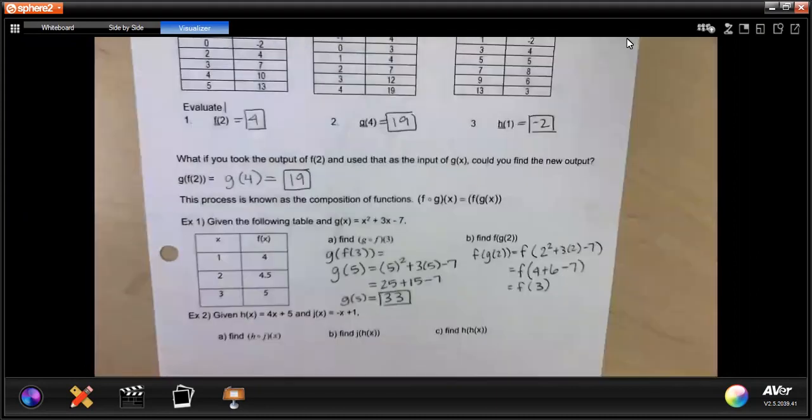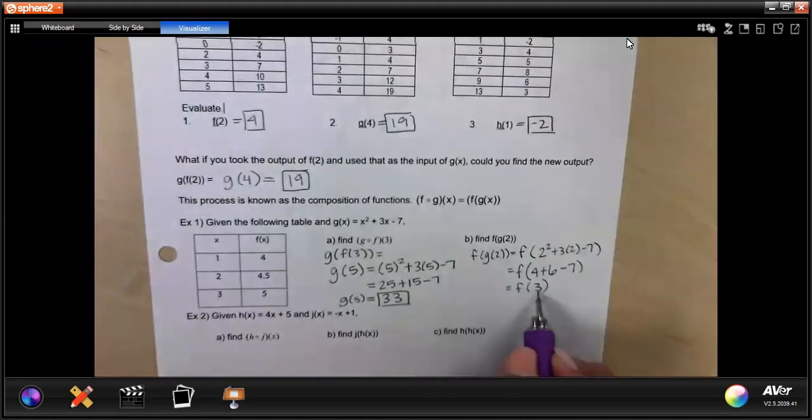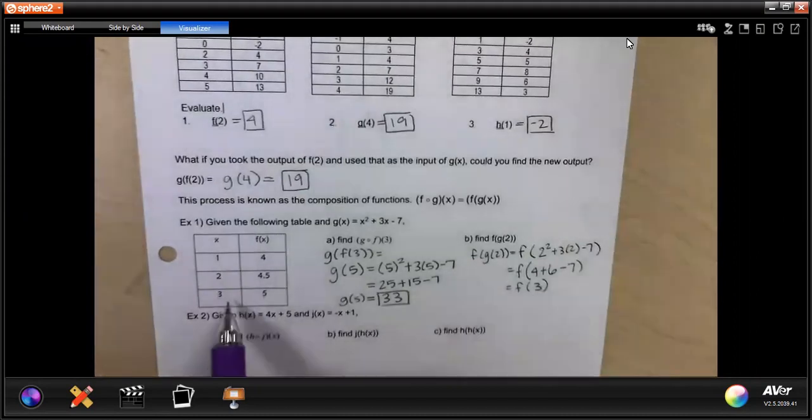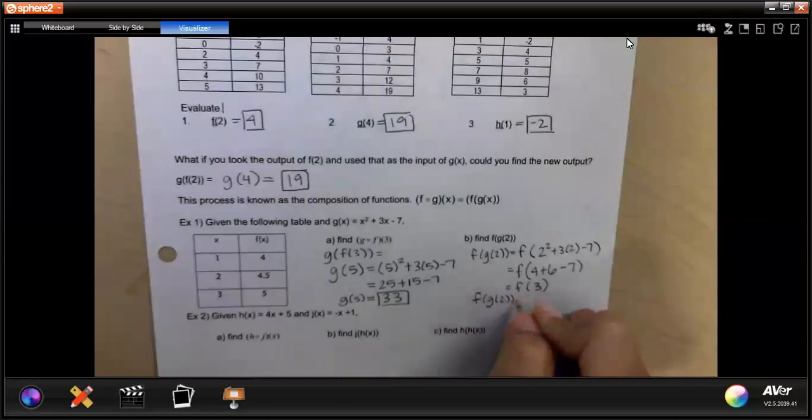So now we found the value of g of 2. To finish this, we need to find the value of f of 3. So my input is now 3. I'm using my f of x table here, and 3 is 5 there. So f of g of 2 would be 5.